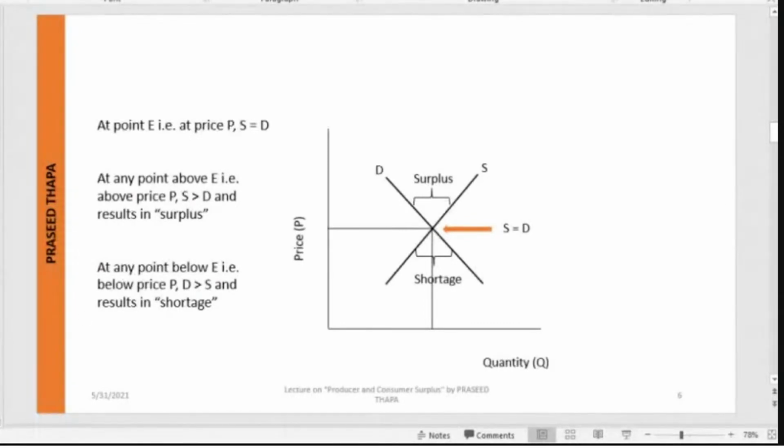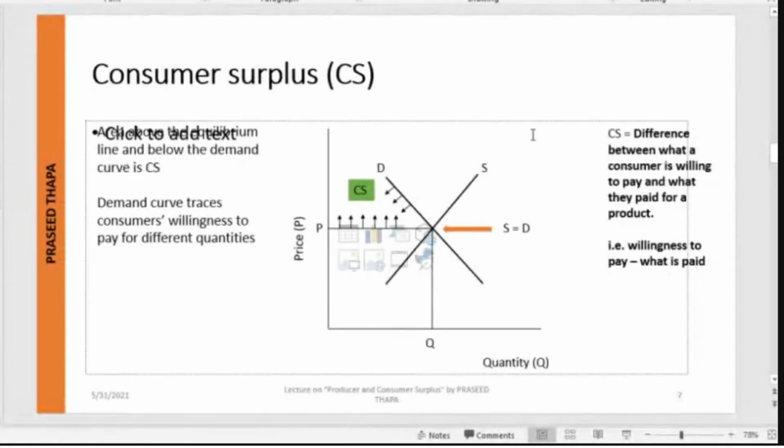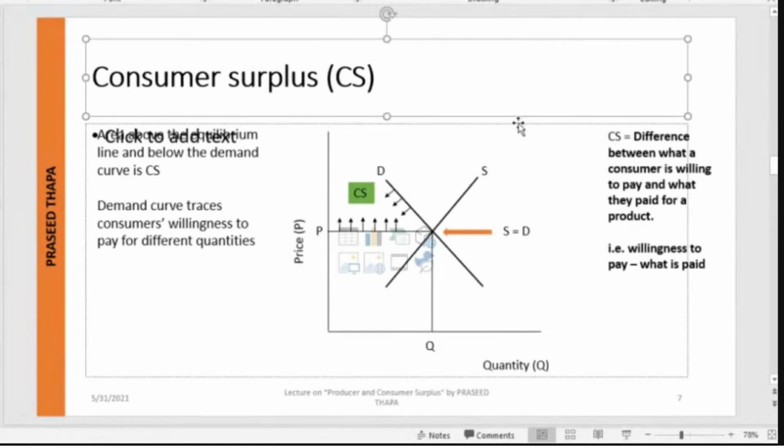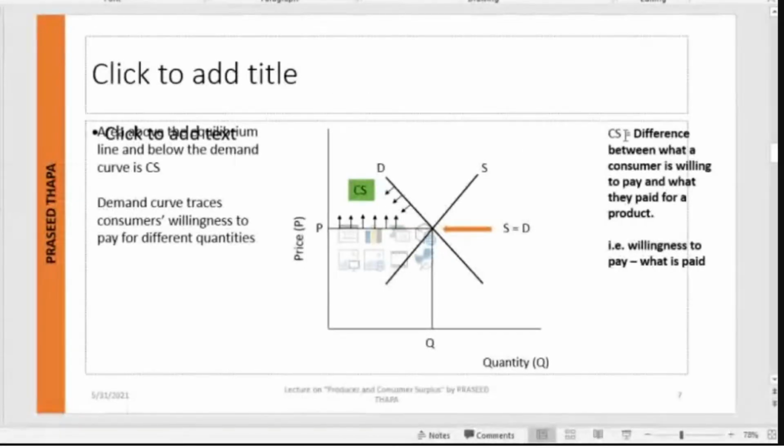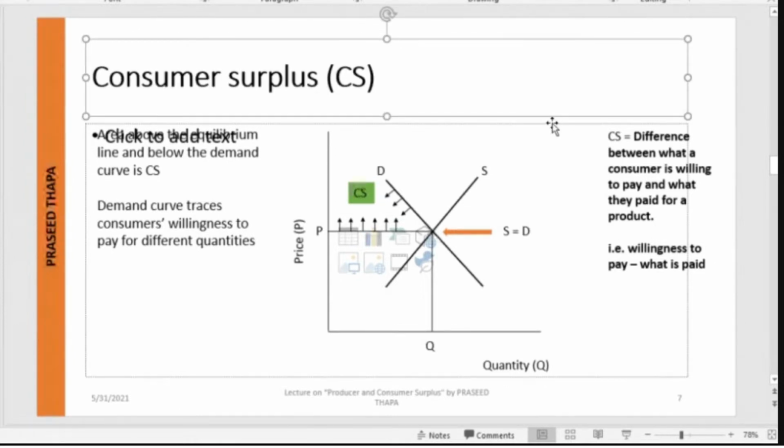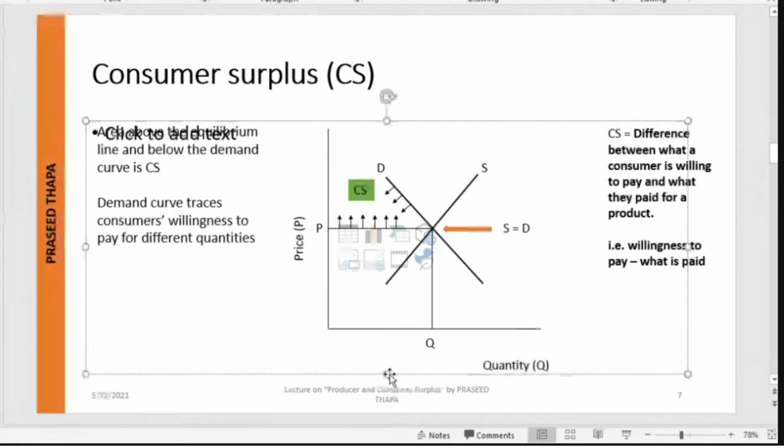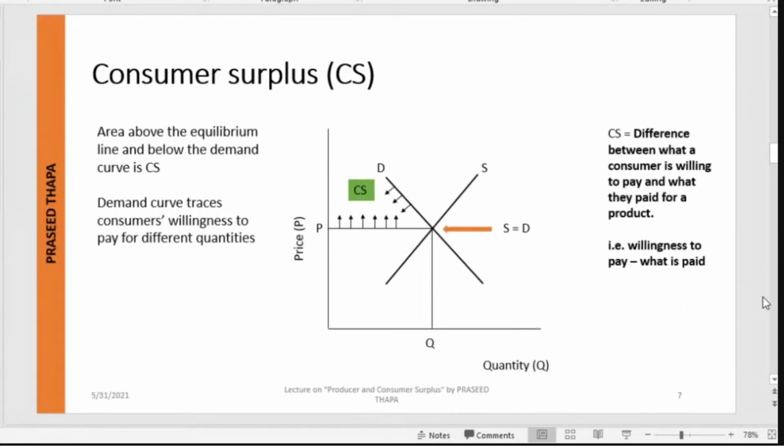Okay, done with this concept. Now let us move towards the concept of consumer surplus. Now what is consumer surplus here? Let us see the concept of consumer surplus. Can anybody say what consumer surplus is, or do you have any prior knowledge on that? Okay, don't worry at all.